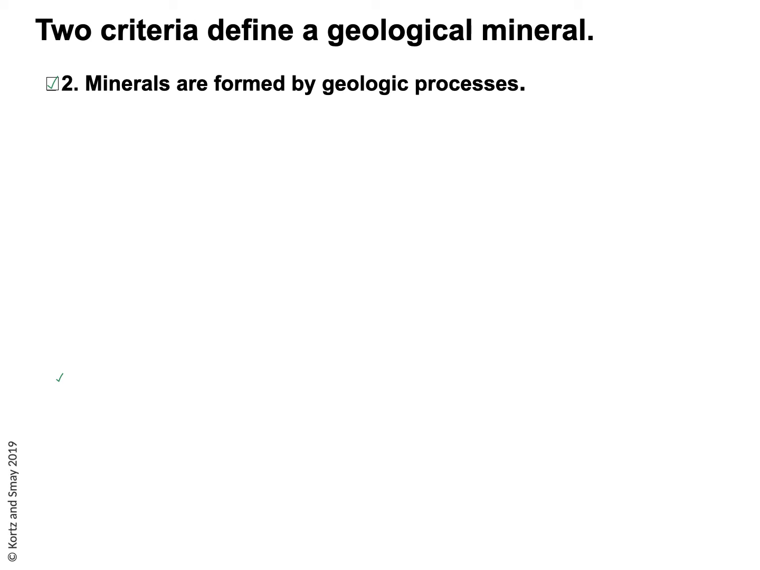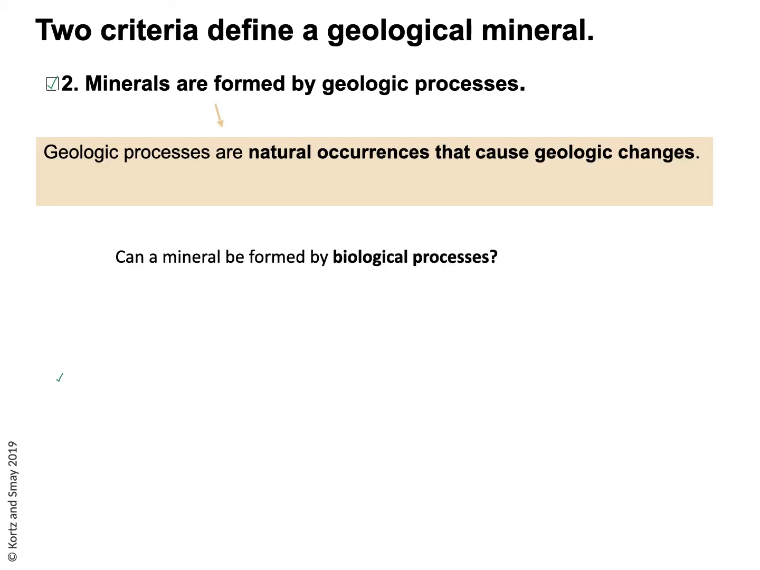So besides having that organized crystalline structure and a specific chemical composition as our first criterion, the second criterion that defines a geological mineral is that minerals are formed by geologic processes. So let's talk about what that means as opposed to other kinds of processes.